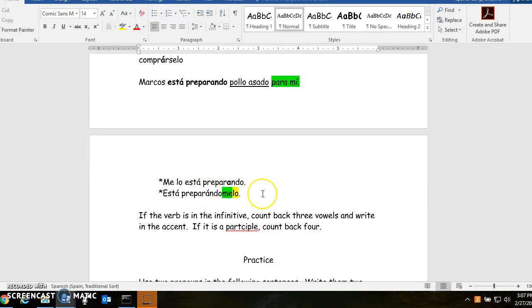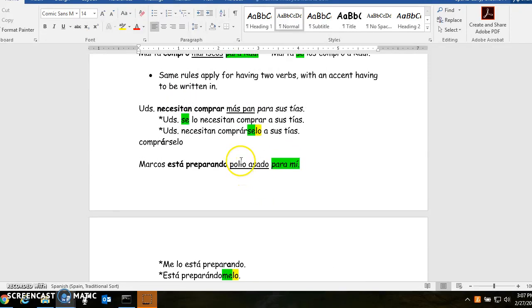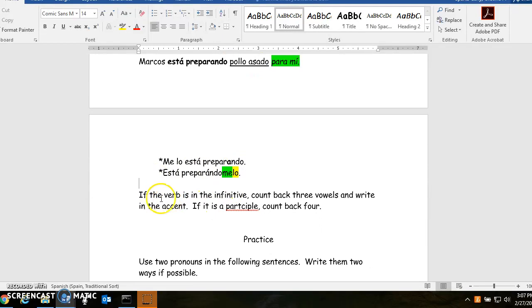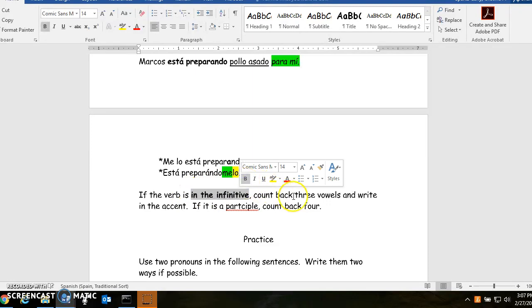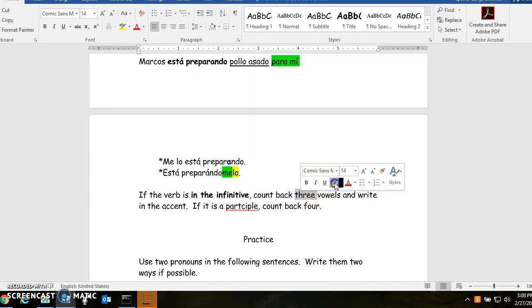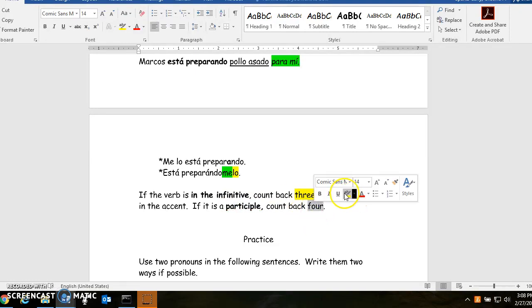So I need to keep that stress on the A. This time I'm going to count back 4 syllables and put it on the A. Up here I counted back 3 syllables. So here's your rule. If your verb is in the infinitive, you count back 3. And if it's in the present progressive, if it's in the participle form, you're going to count back 4 syllables.